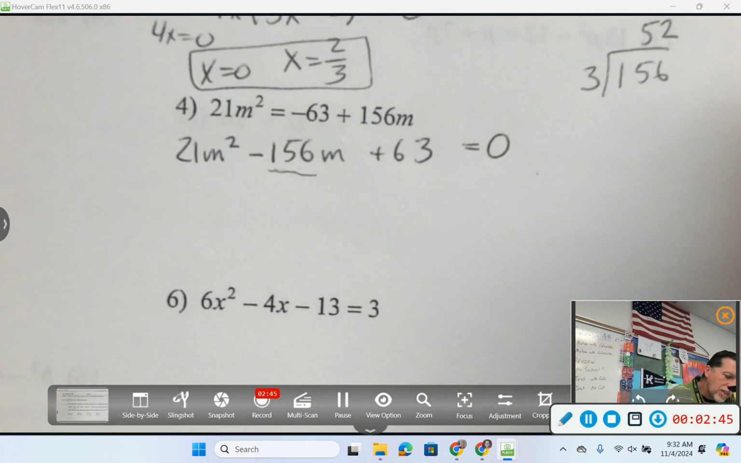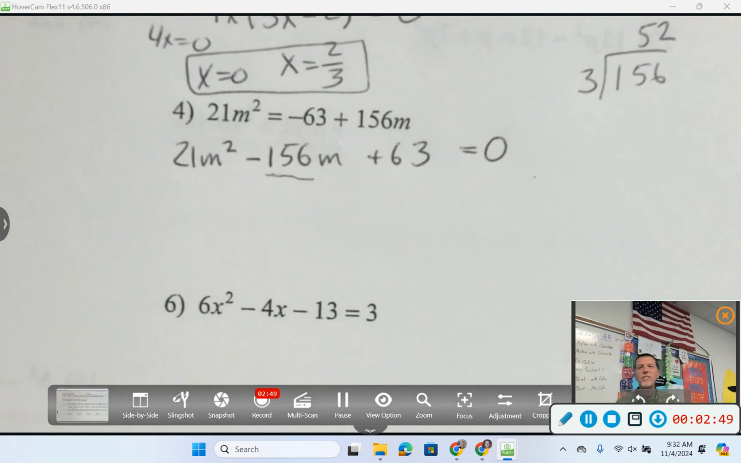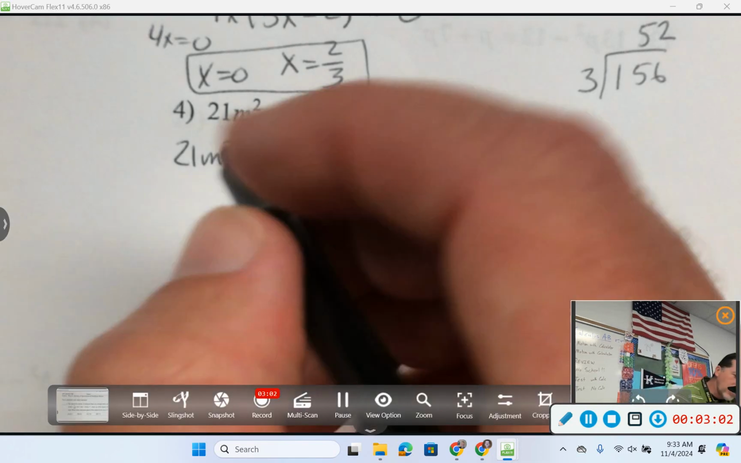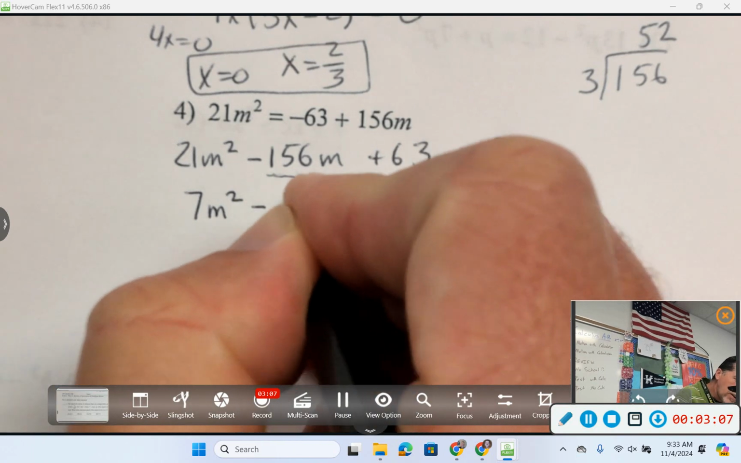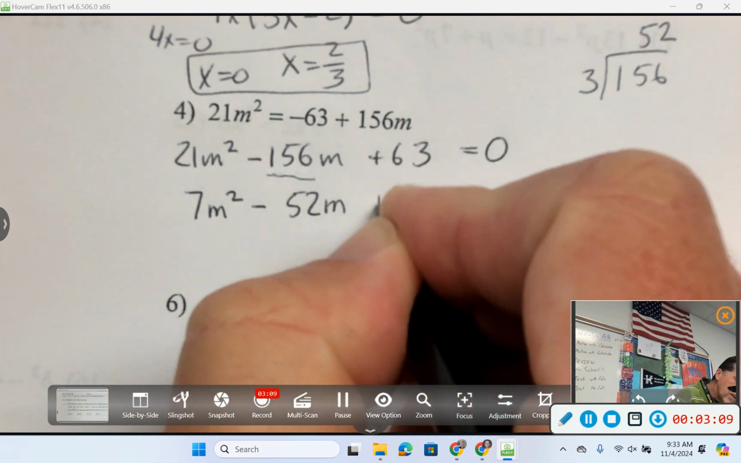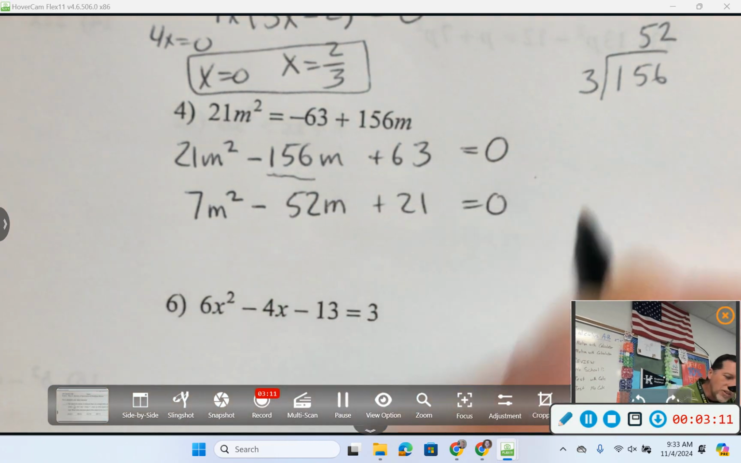So if I divide by 3, I get 52. Does 52 divide by anything? Yeah, 2 and 4. But 21 and 63 don't divide by 2 or 4. So I think dividing by 3 is as good as it gets. 7m squared minus 52m plus 21 equals 0.